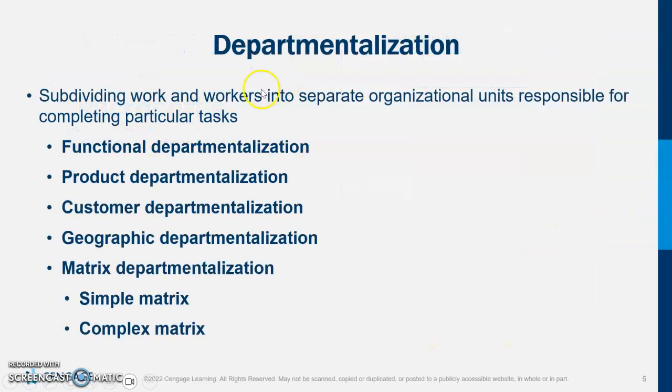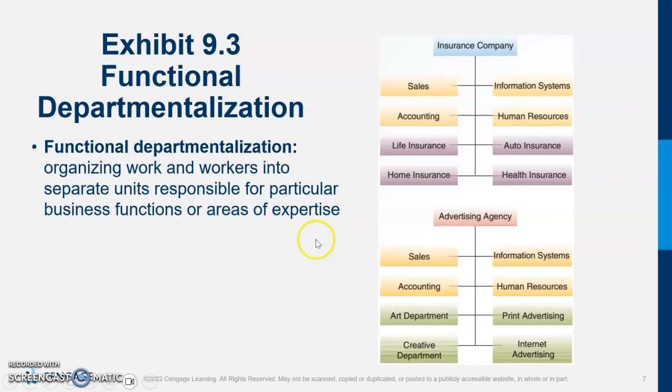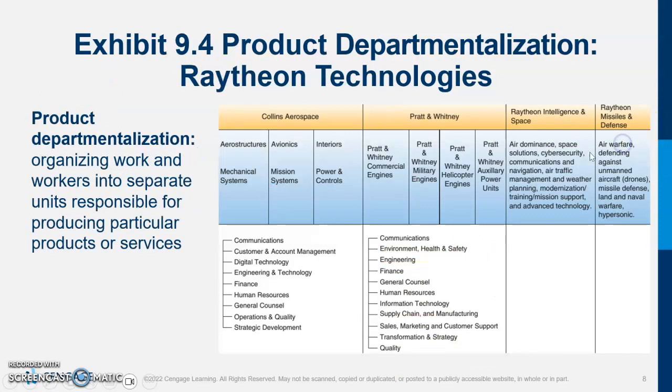So departmentalization is how we subdivide work and workers into organizational units, and it's done in 5 different ways according to this text: functional, product, customer, geographic, and matrix. This is an example of functional departmentalization, where you organize work and workers based on their business function or areas of expertise. So you can see for an insurance company, the functions are sales, accounting, IT, and HR, and then the specializations are life insurance, home insurance, auto, and health, right? Same down here, kind of similar example.